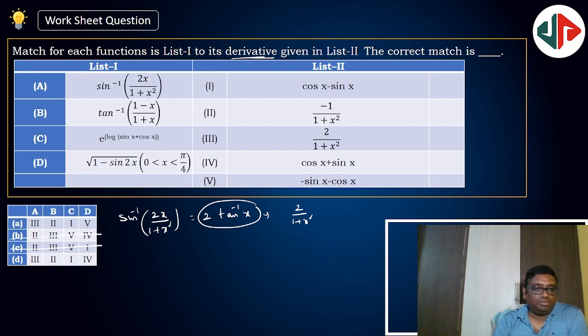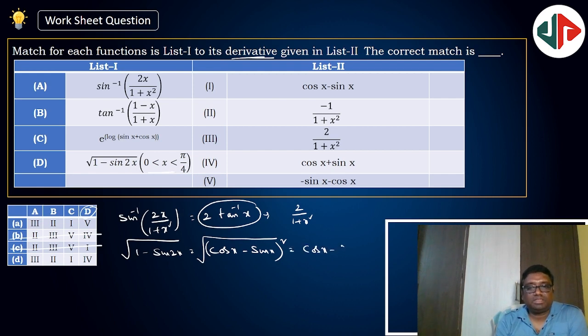Either A or D. What is the difference here? Here B and C are also the same options. Only we have to check option D. If you check, your answer will be confirmed. So here x is lying between 0 to pi by 4. So square root of 1 minus sine 2x we can derive as cos x minus sin x whole square under the root. Here, when x is lying between 0 to pi by 4, cos x is always greater than sin x. So that is why this is cos x minus sin x.